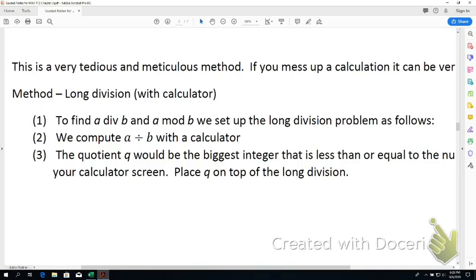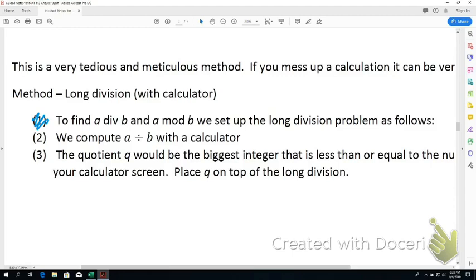So the numbering is a little off here, so technically this is not a step. It's what we want to do. So first we compute a divided by b with a calculator, and then I'm going to start doing the next exercise on here, and then I'll write it again for everyone. So the next exercise is 300 divided by 16.